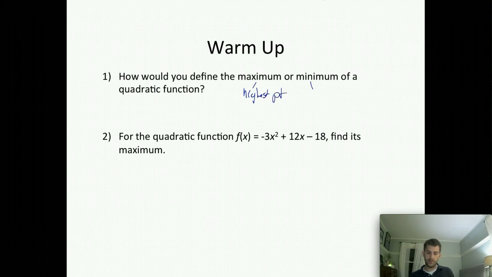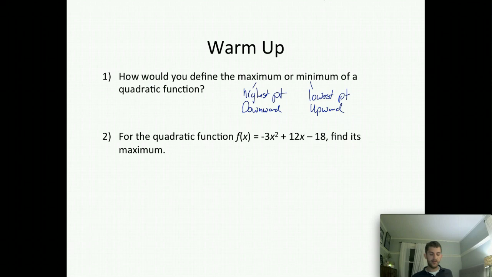The minimum would be the lowest point. Now, the maximum would have to be for a downward-facing parabola. The minimum would have to be for an upward-facing parabola. So something like that. You can describe it whatever words you want to add to it. That's just kind of like scratching the surface for me.